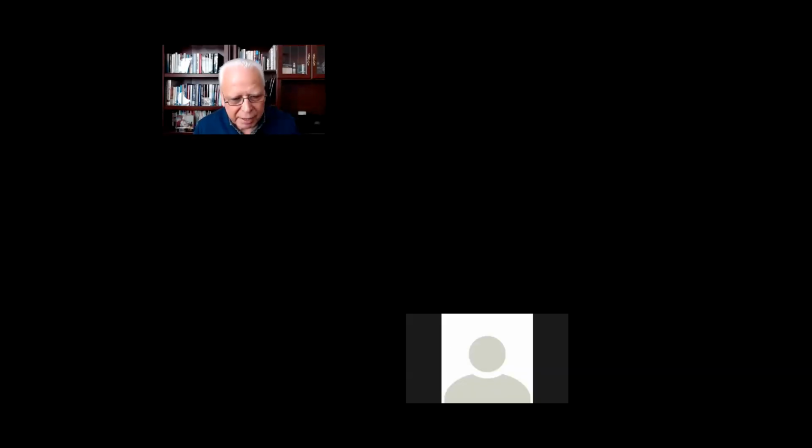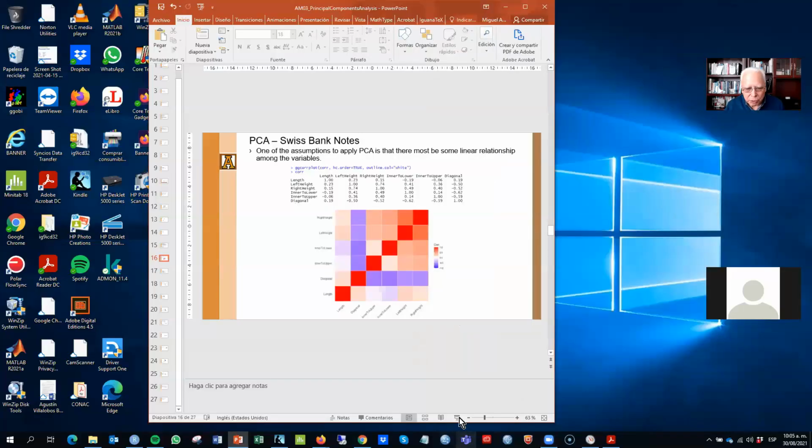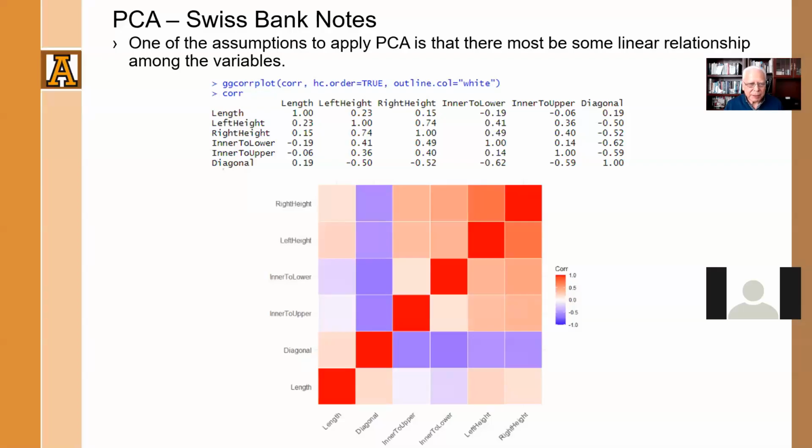Okay, I'm going to start sharing my screen and pick up at the point we left off last class, which is the principal component analysis. And remember, we said that to be able to apply principal component analysis, we need some sort of correlation among the different variables.